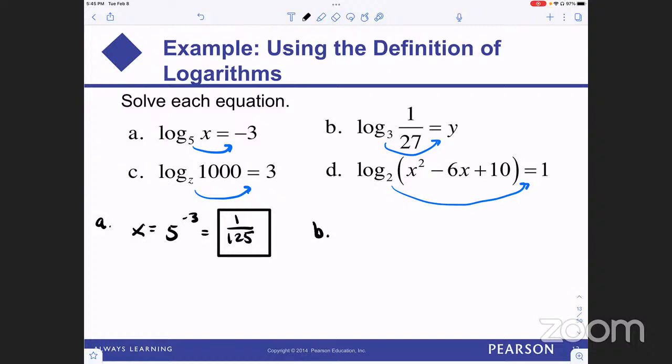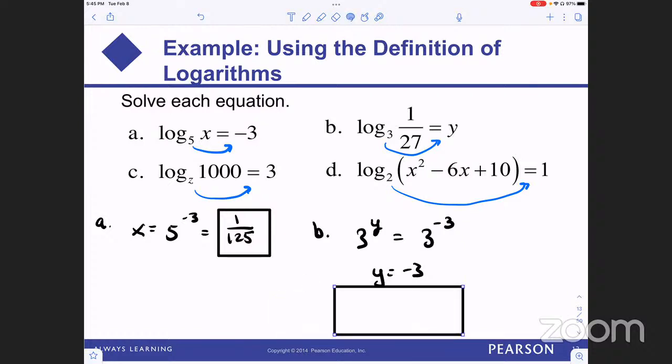Exponential: 3 to the power of y equals 1 over 27, which is 3 to the negative 3. Y equals negative 3. Up there, but you should be able to make the connection if you think about it, right? I don't know what we've been doing. C.